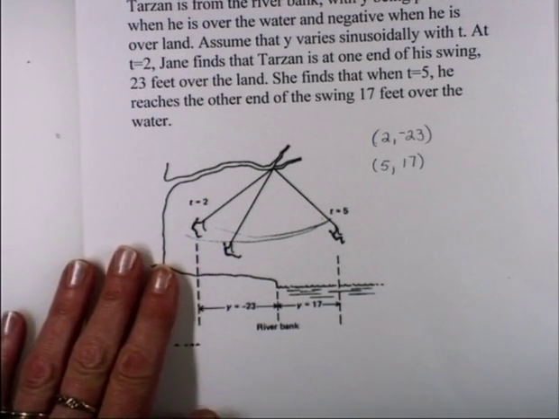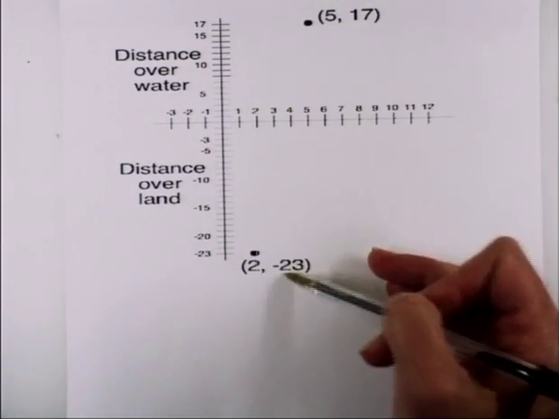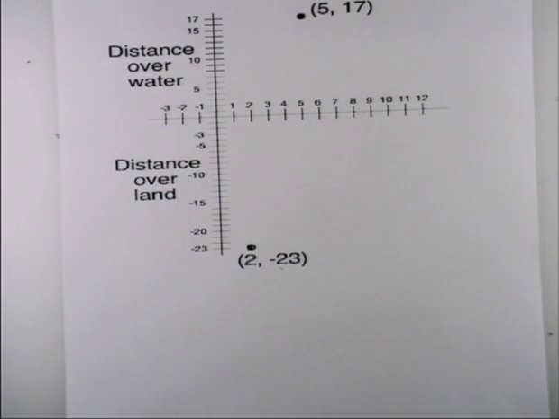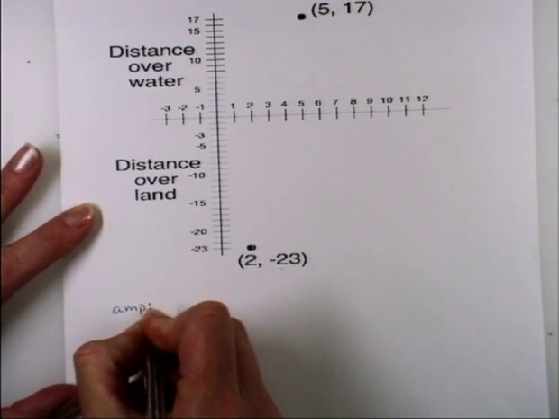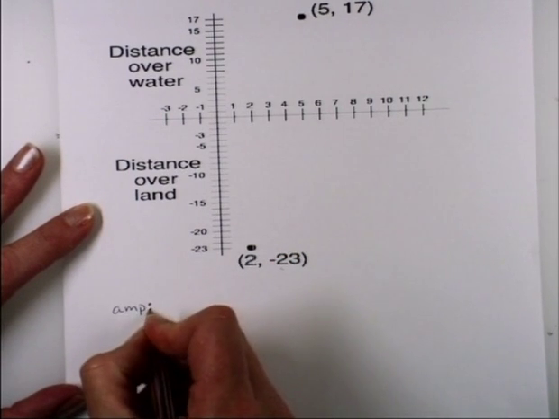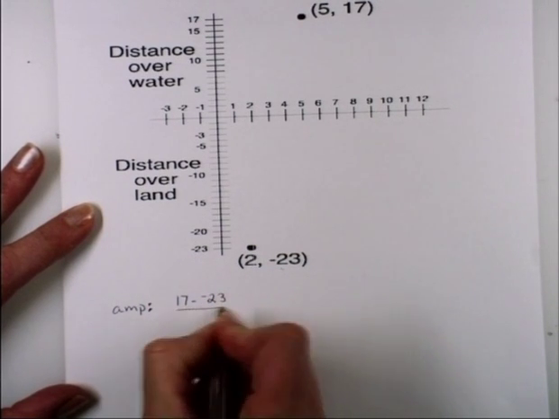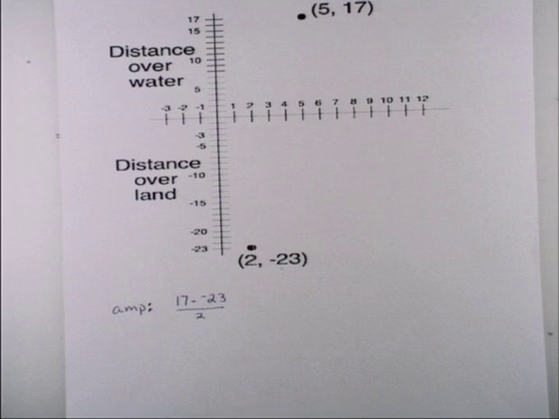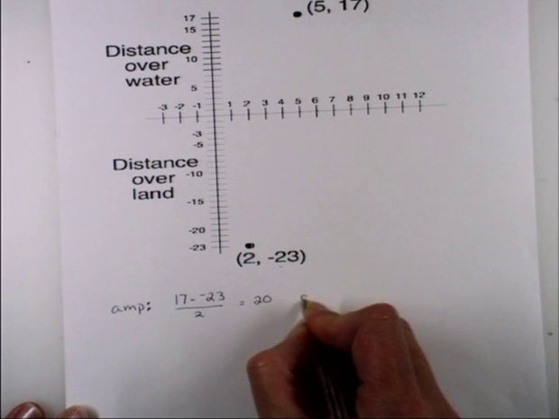All right, so let's go ahead and start by graphing this, and then we'll try to write a function for it. I've already marked on my axes the maximum and the minimum point. So what can I do? Well, from that max and min, I can find my amplitude. My maximum point was 17. My minimum was at -23. So again, add those two and divide by 2. So my amplitude is 20.